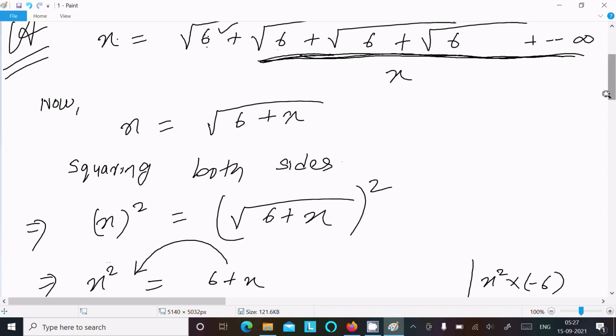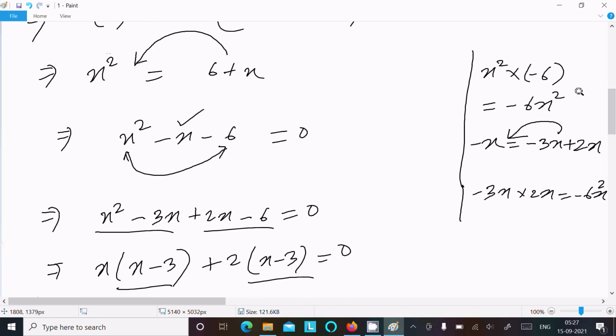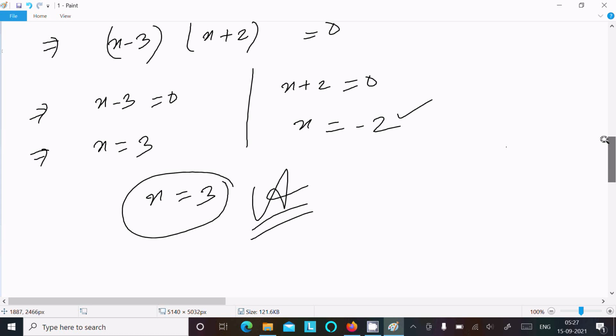Now do the squaring on both sides. Here x square equals (6 plus x) whole square. After that, the root is removed by the square. Here you can get x square minus x minus 6. Now the next is a quadratic equation, and after doing the calculation, here you can get x equals 3 and minus 2.